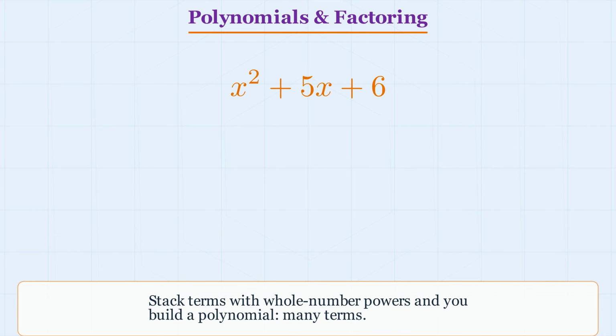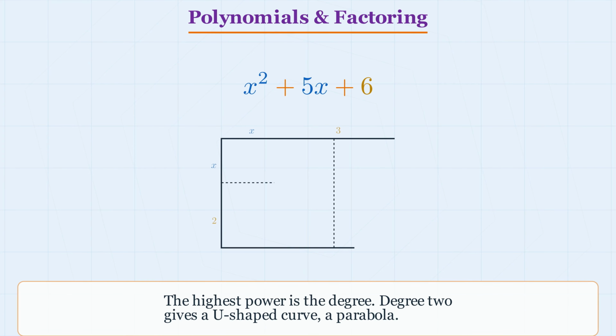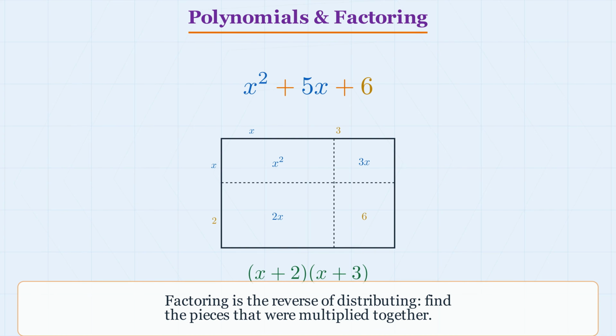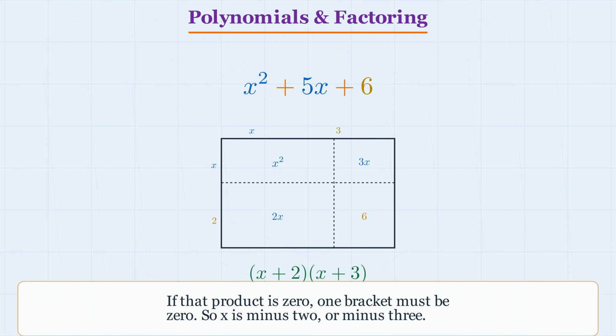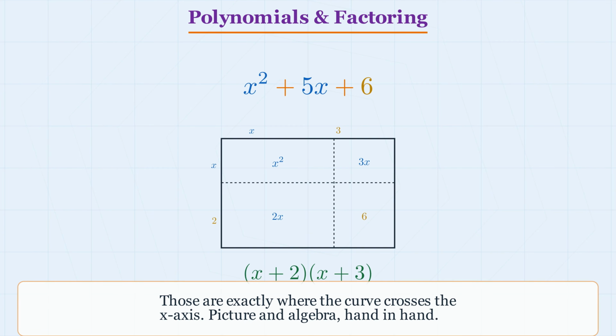Stack terms with whole number powers and you build a polynomial, many terms. The highest power is the degree. Degree 2 gives a U-shaped curve, a parabola. Factoring is the reverse of distributing. Find the pieces that were multiplied together. Find 2 numbers that multiply to 6 and add to 5: 2 and 3. If that product is 0, one bracket must be 0. So x is -2 or -3. Those are exactly where the curve crosses the x-axis. Picture and algebra hand in hand.